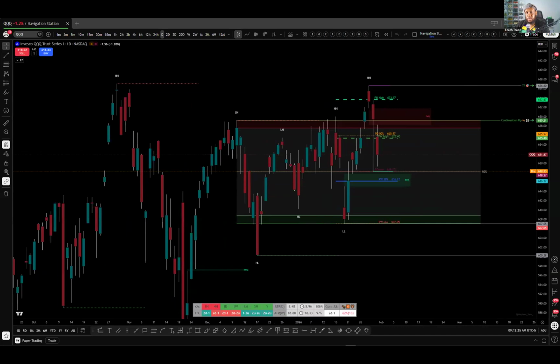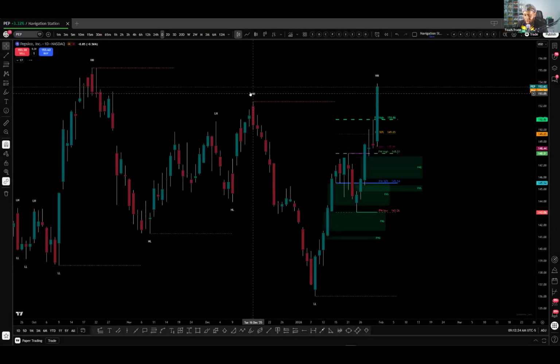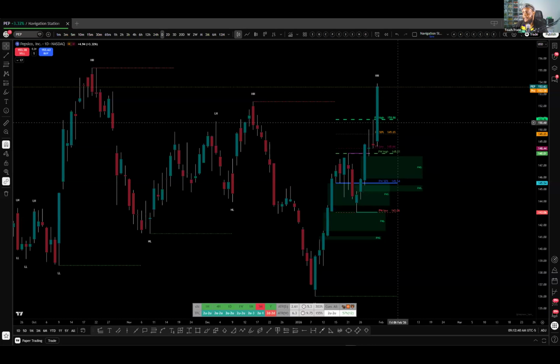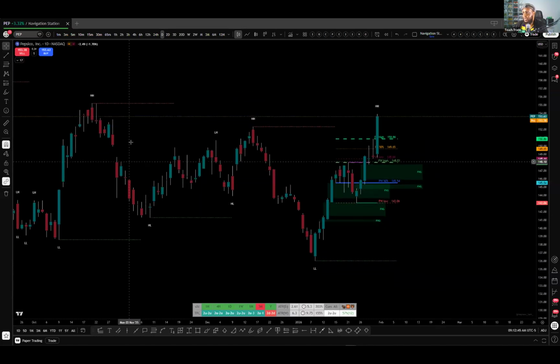Pepsi has a 1-2 failed down month, closes above the 9 and the 20 EMA. Pepsi. I like this.